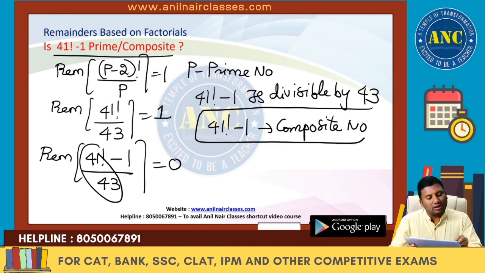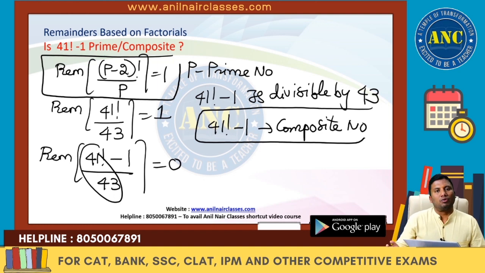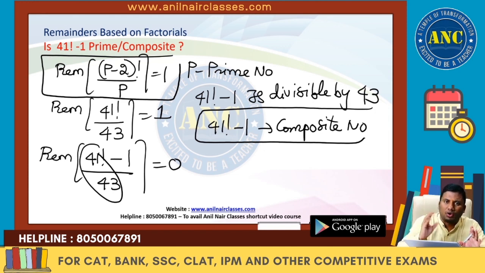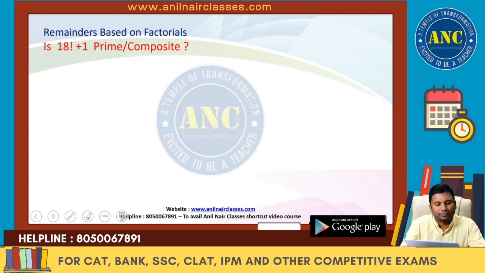What is the concept that I used in this question? P minus 2 factorial when divided by P, the remainder is 1. Based upon that, 41 factorial divided by 43 gives 1. So 41 factorial minus 1 gives 1 minus 1, which is 0. So 41 factorial minus 1 is a composite number. Idea clear? All are conceptual understanding questions. If you know the concept, you can crack it very fast. If you do not know the concept, you will say that this question is very difficult.